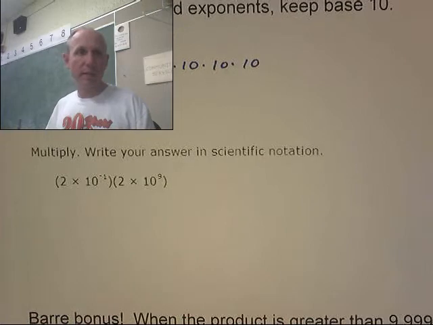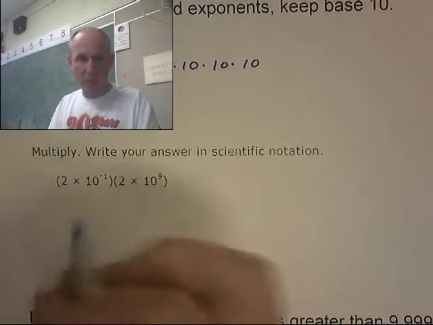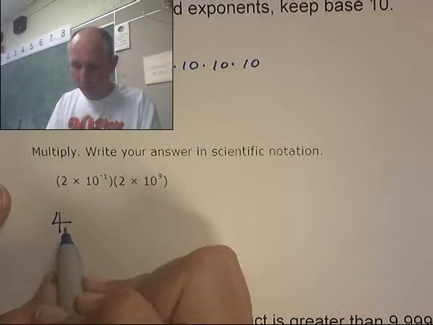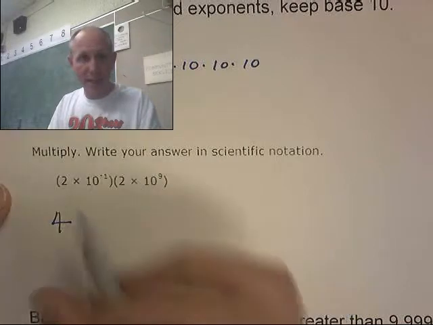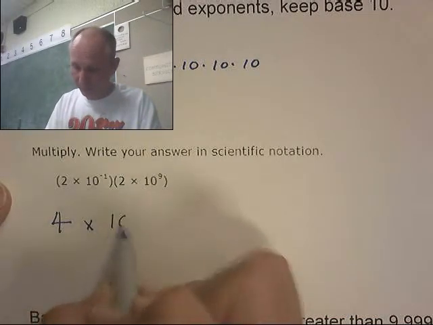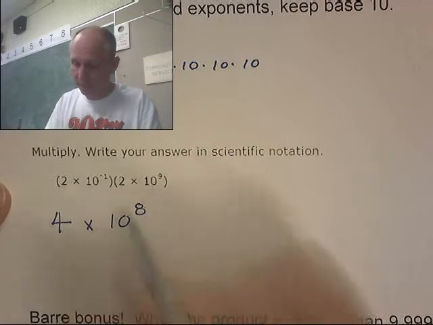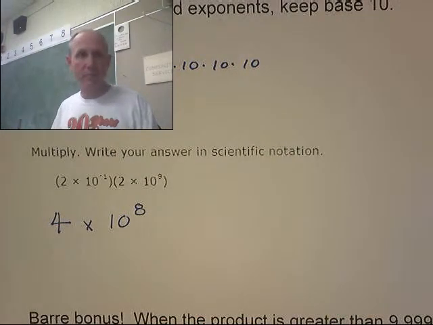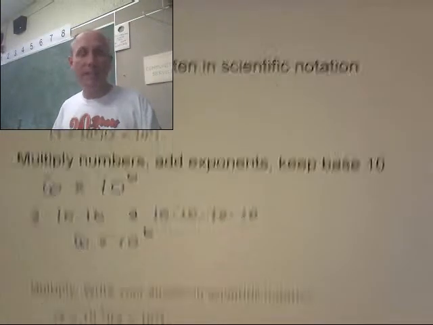Here's the next one. Multiply. 2 times 2 is 4. And then negative 1 plus 9. Negative 1 plus 9, or 9 minus 1, is 8. Done. That's it. What am I telling you to do? Multiply the numbers and add the exponents. Keep that base 10.